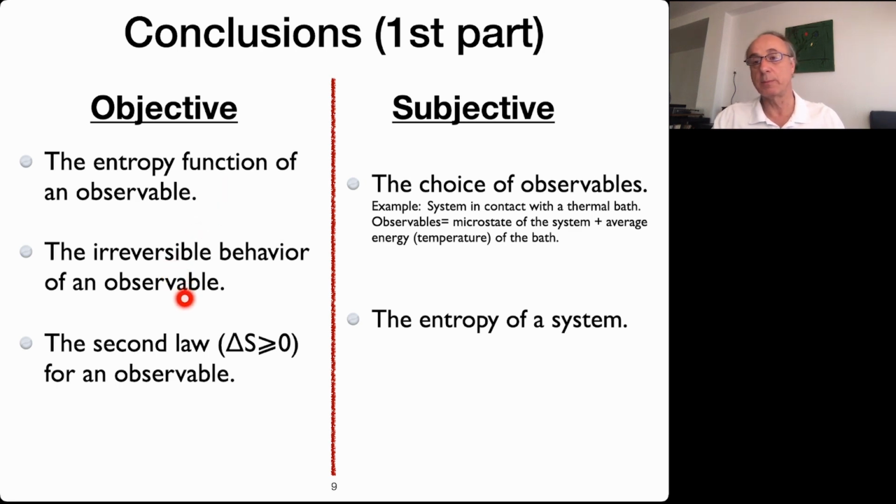Some observables exhibit irreversibility and some others don't. And this is completely objective. It's not precise because it is always masked by these fluctuations. And the second law, for given observables, is also objective.